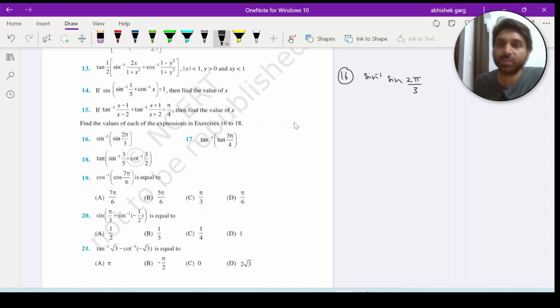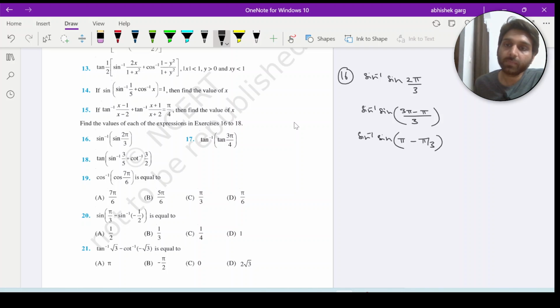I think we have already solved this question. 2 pi by 3 does not lie between minus pi by 2 to pi by 2. So we'll modify 2 pi by 3 and we'll write it as 3 pi minus pi by 3. And now we can distribute it. So sin inverse sin pi minus pi by 3. What is sin pi minus theta? It is sin theta. So this will be sin inverse sin pi by 3 and the value would be equal to pi by 3, using the property sin inverse sin theta is equal to theta, because now this theta lies in between minus pi by 2 and pi by 2.